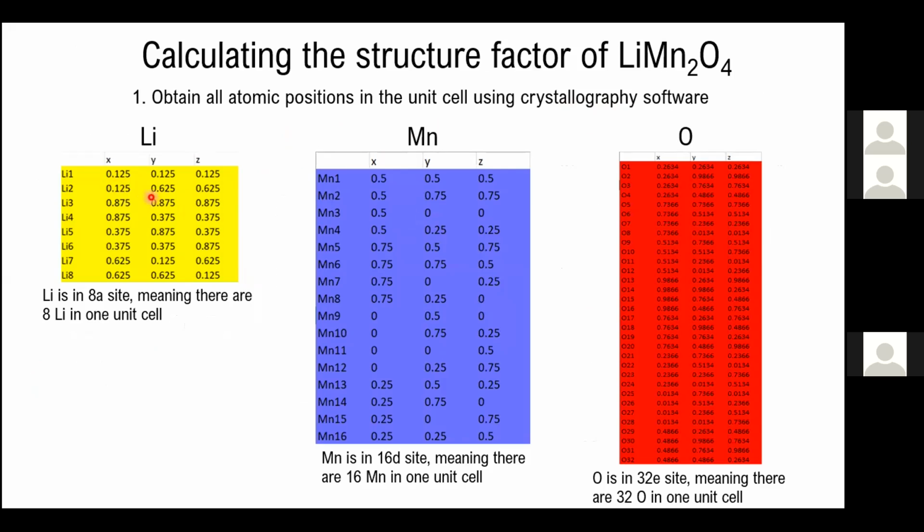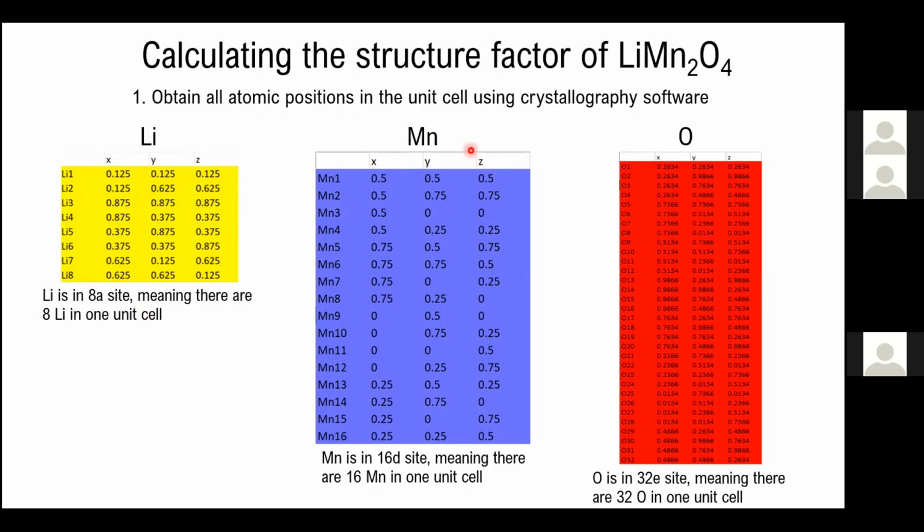You can just use Vector, Vector can give you all the atomic coordinates in the structure. If you input the spinel structure into Vector, Vector will list all the atomic positions for you. You see this lithium is in the 8A site, right? If you look at this Wyckoff position and you still remember what A means and what 8 means, that means there are 8 lithium atoms in a cell, and they have their own specific positions, right?